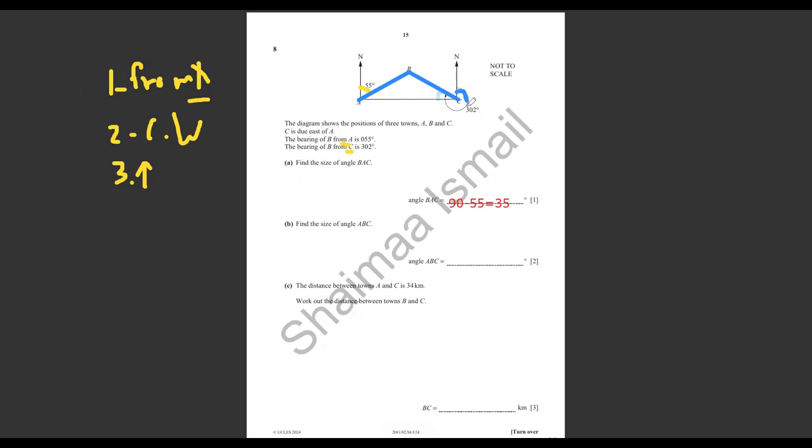We have all of these is 302. So we get this by saying that the full turn is 360. So this part will be equal to 360 minus the 302, which equals 58. Okay, so this part is 58. This part equals 58, okay?